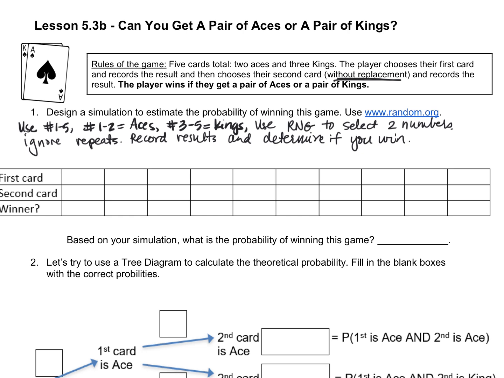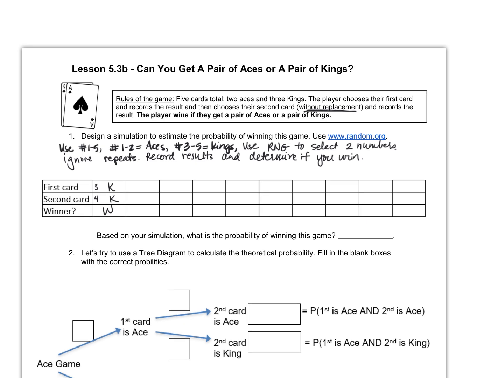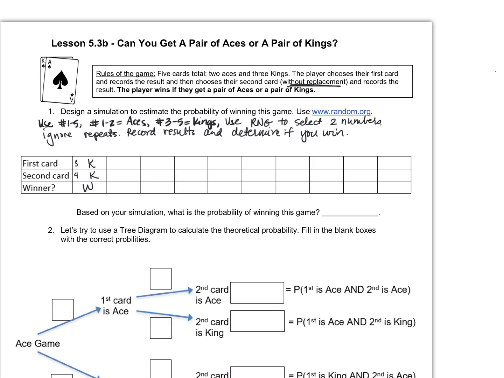So on my random generator, I'm going to hit generate. So I have a 3, can't use it twice. 3 to 4. So my first card's a 3, second card's a 4. Well, guess what? That's a king and a king. So I win. All right? So you're going to do the same thing with the generator until we complete the table. Okie dokie? Don't use my data, use your data. Got it?